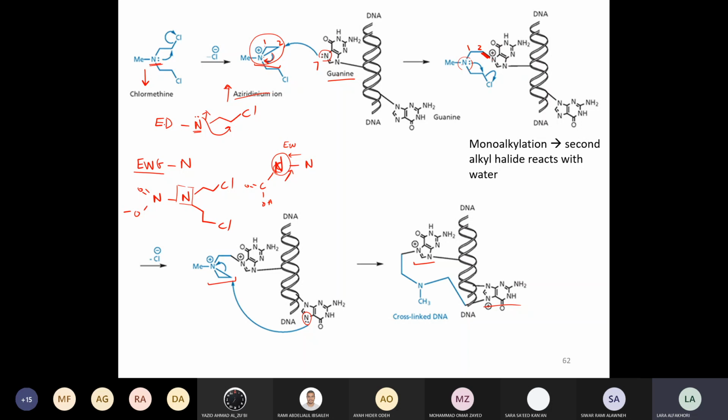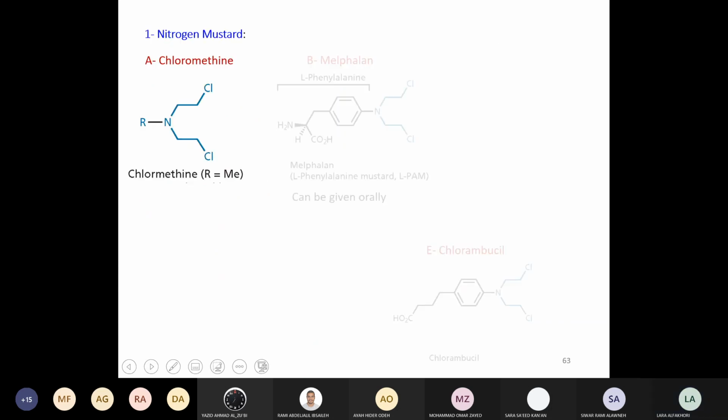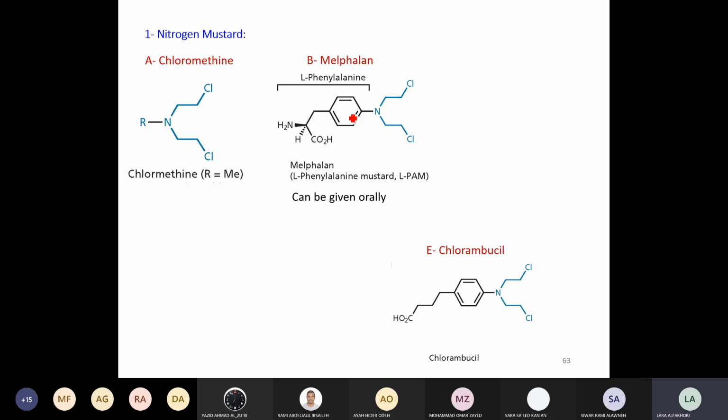Okay, the approach that they've tried, which proved to be very beneficial, is the addition of a benzene ring to the nitrogen. Okay, the nitrogen still has some nucleophilicity, enough to eventually give me the aziridinium ion, but the rate is lower in this case. This will give the drug enough time to reach the nucleus and react with DNA. Such drugs actually can be given orally.